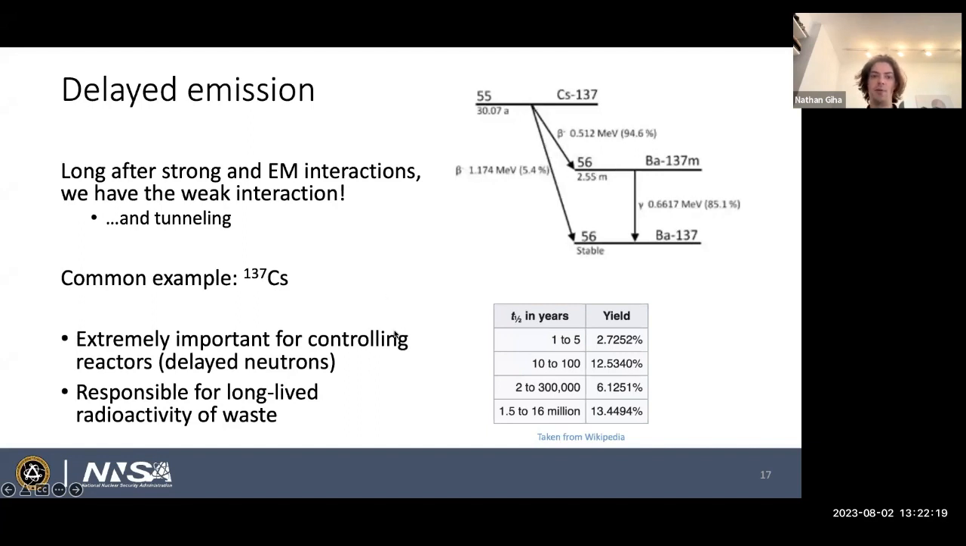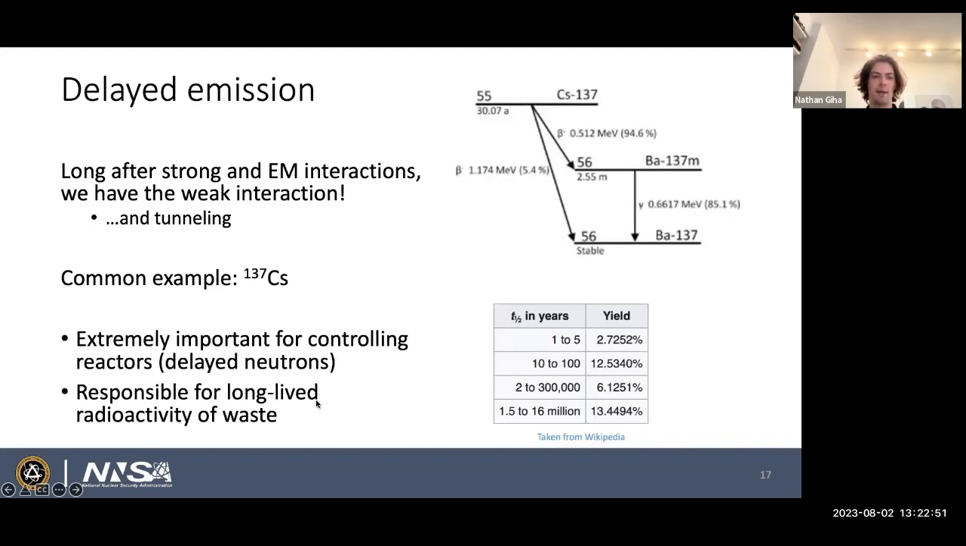It's extremely important for controlling reactors, for example. Fission products will decay away, and some of them sometimes will emit neutrons that can go on to cause more fissions in a fission reactor. And the key is that the time scale is long enough that we can implement our engineering controls in the meantime. If not for delayed neutrons, we probably would not have been able to make working fission reactors as soon as we did.